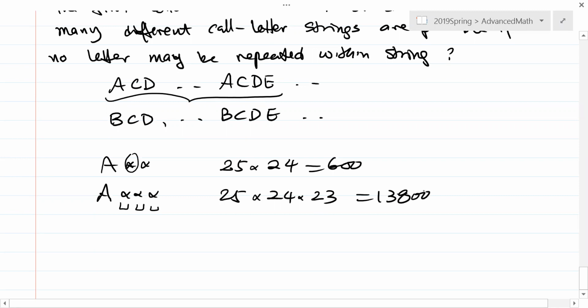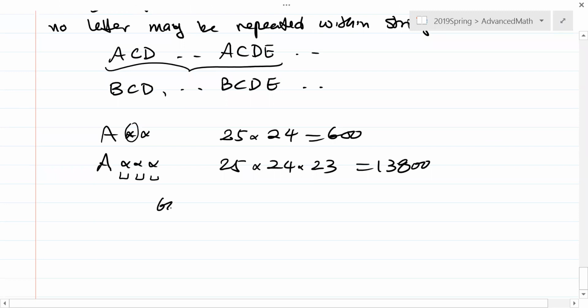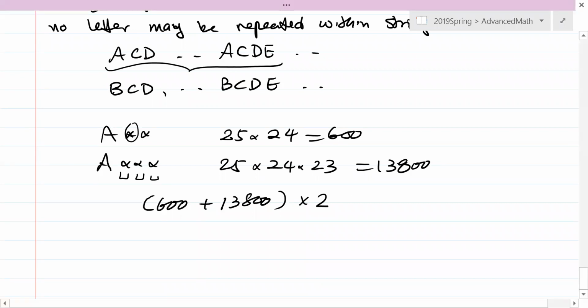13,800. So the total will be 600 plus 13,800, and you have to multiply by 2. The reason is you have another group of color letters. Okay, so add them together, you get 28,800. Okay, so this is the total number.